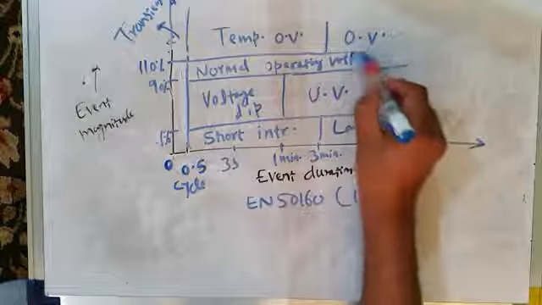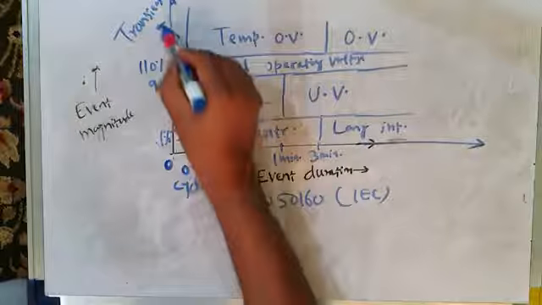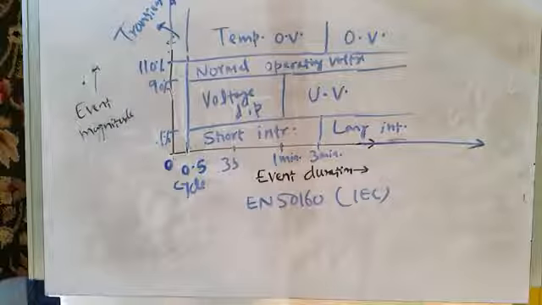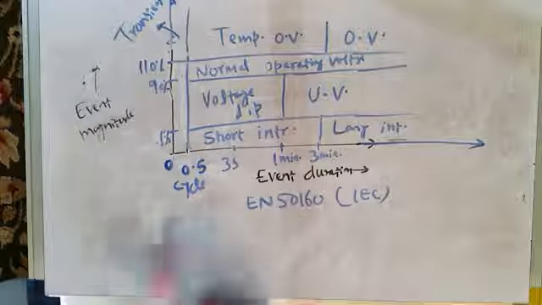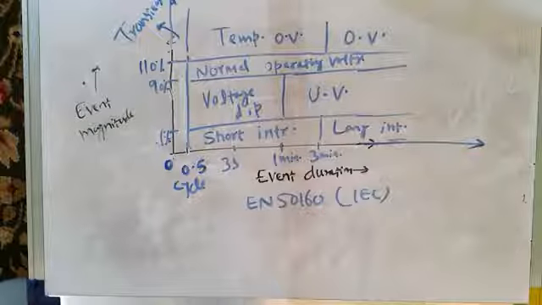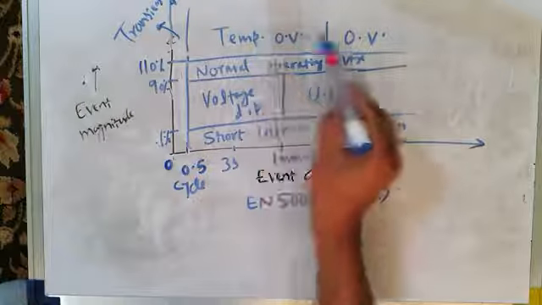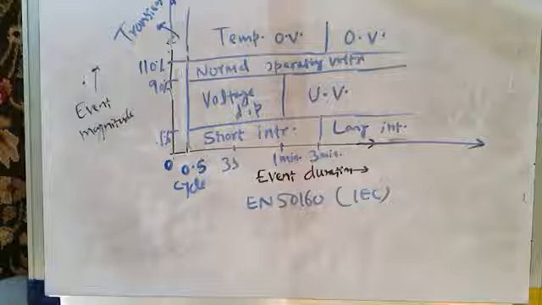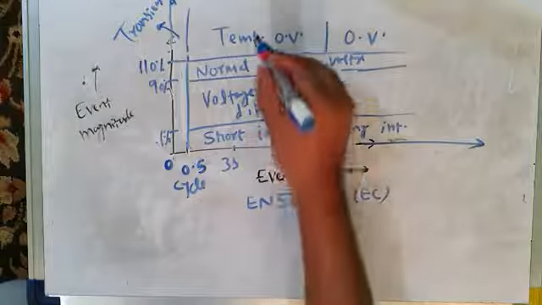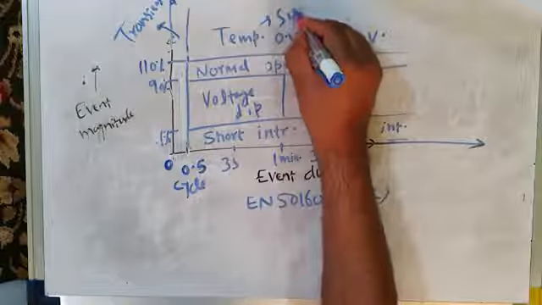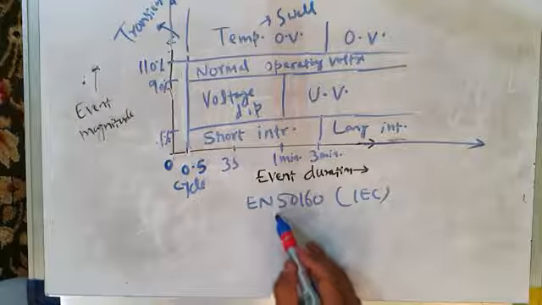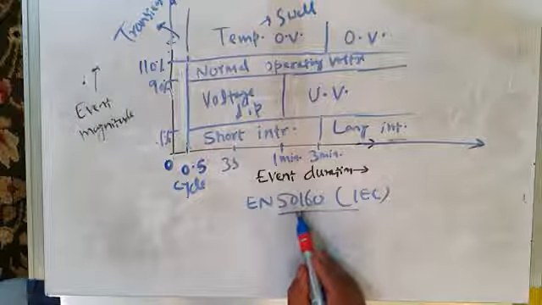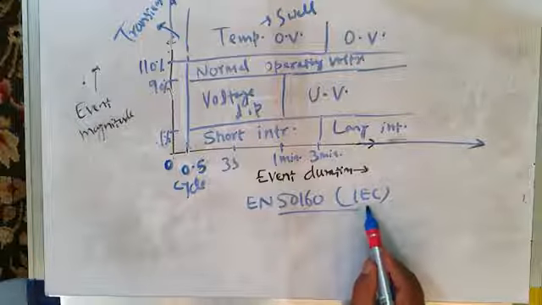So see, transients are shown in this diagram. Short interruption, long interruption in the same diagram. Voltage dip and under voltage in the same diagram. Temporary over voltage and over voltage in the same diagram we have shown. Temporary over voltage means voltage swell. Voltage swell and over voltage in the same diagram. But this is as per standard EN 50160 IEC standard.